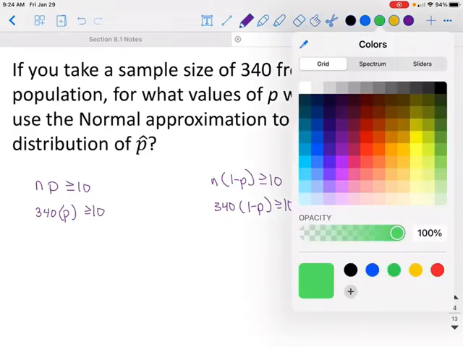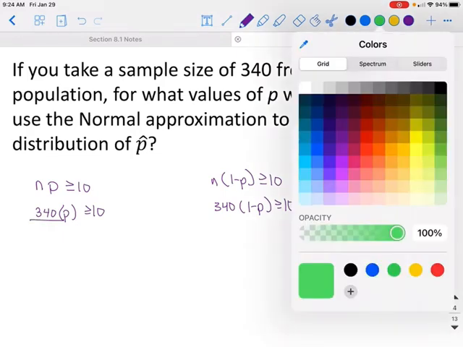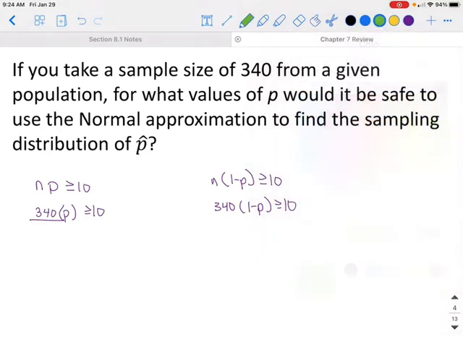On both of these, we can just divide by 340. So we know that our p value would have to be greater than or equal to 0.029.